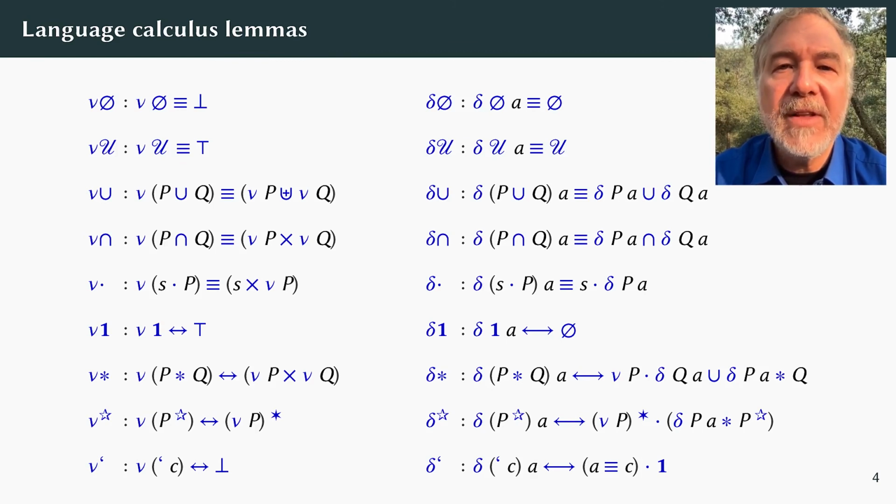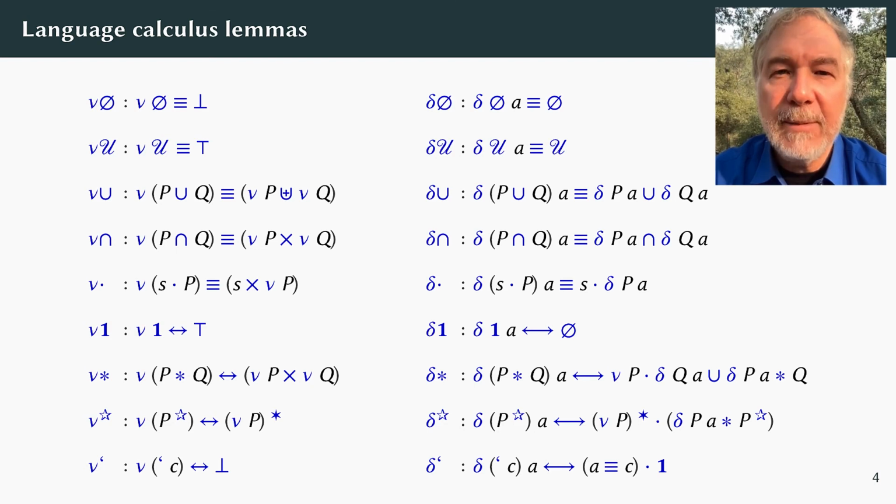The nu lemmas on the left relate types and are equalities or isomorphisms. The delta lemmas on the right relate languages and are equalities or extensional isomorphisms. Agda proves the equalities automatically simply by normalization. The others take a bit of effort. All proofs are in the paper's source code.